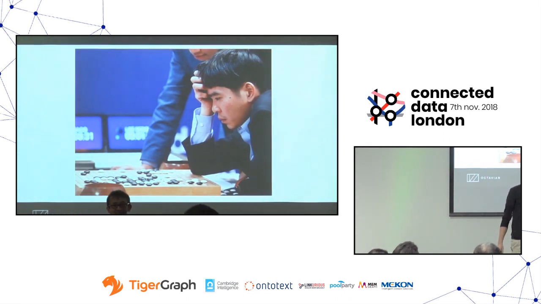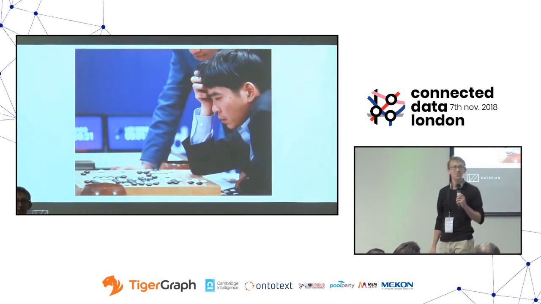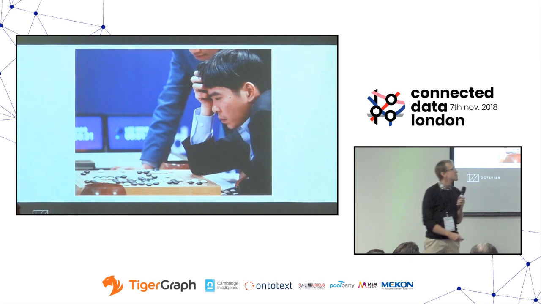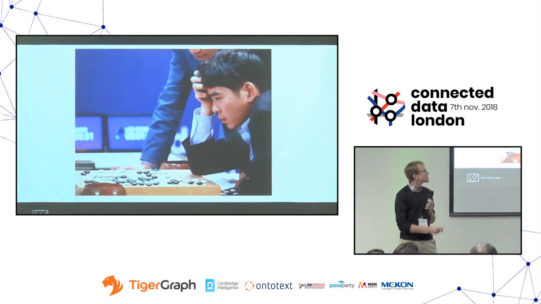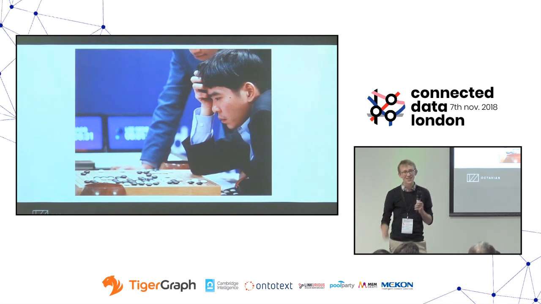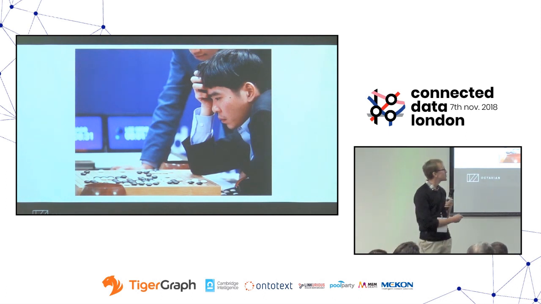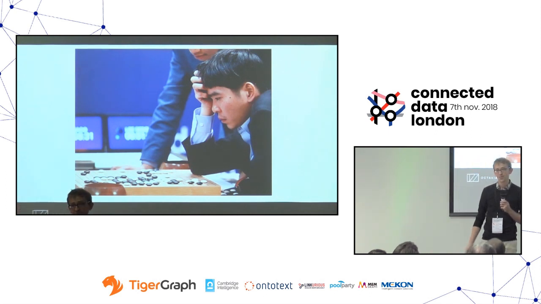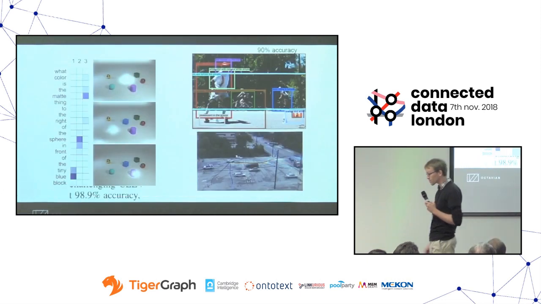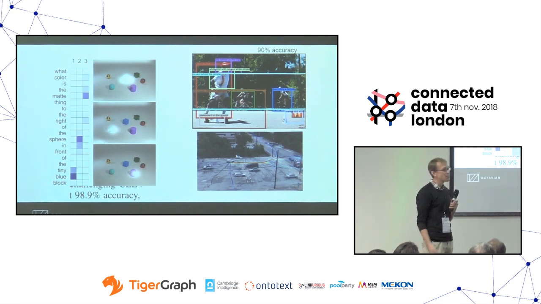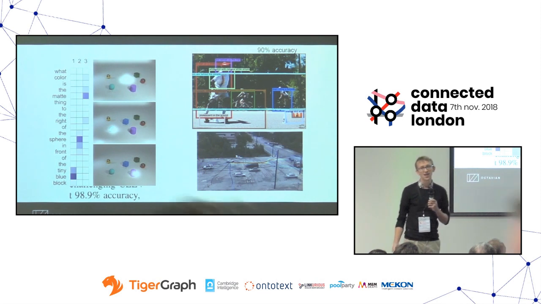Right, who knows who this guy is? Someone want to shout out what's happening here? Yeah, he's losing. So this is one of the best Go players in the world being beaten at the game of Go by AlphaGo, which is a neural network, basically trained by DeepMind, and it's able to play Go better than the best humans in the world. So we want to bring some of this superhuman AI performance to the world of graphs. Here's some more examples of the stuff that we can do where deep learning, deep neural networks is able to outperform people on pretty complicated seeming tasks.